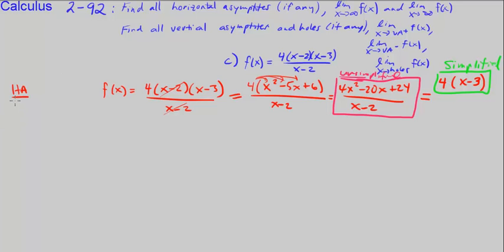Remember, for horizontal asymptotes, we look at our unsimplified version, and we look at the largest power of x and the coefficient in front of it. The largest in the numerator is 4x squared, the largest in the denominator is x. Because the numerator has a bigger power than the denominator, we don't have any horizontal asymptotes. So no horizontal asymptotes, okay?